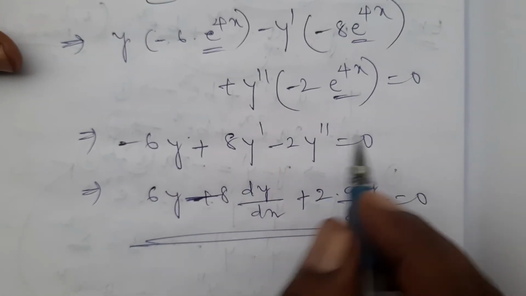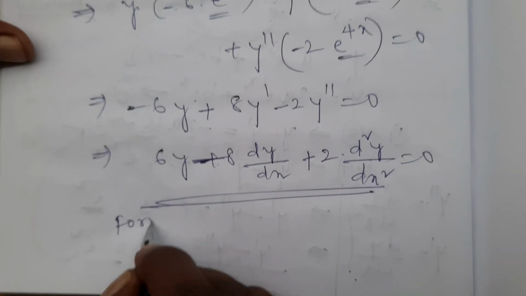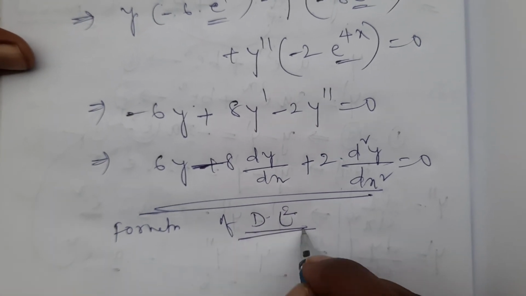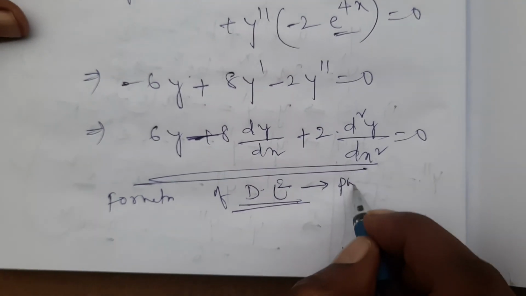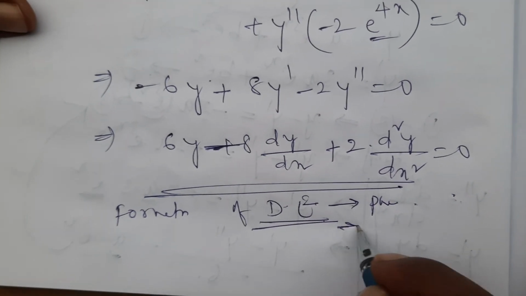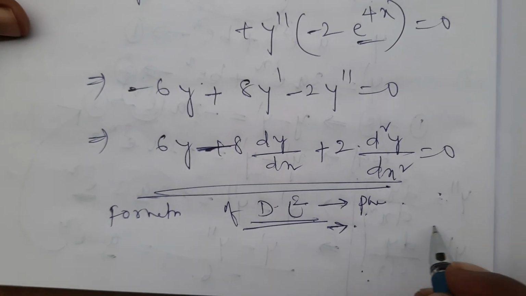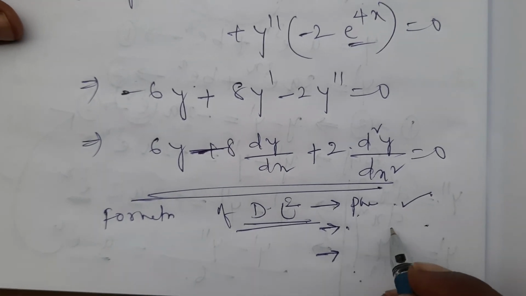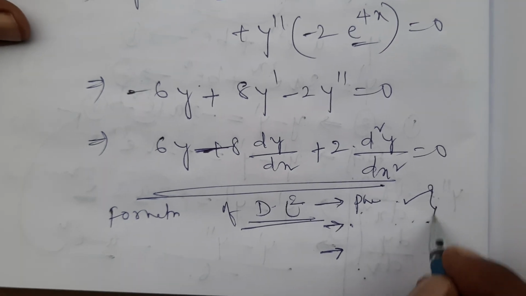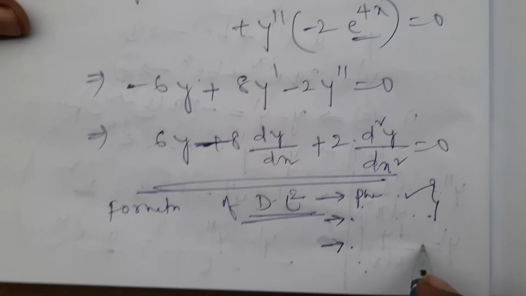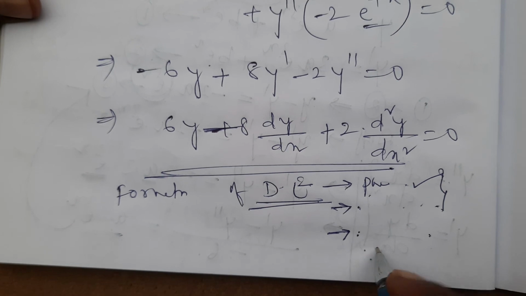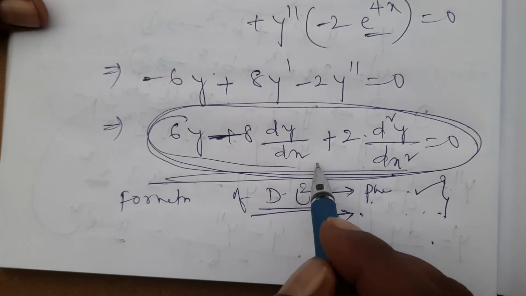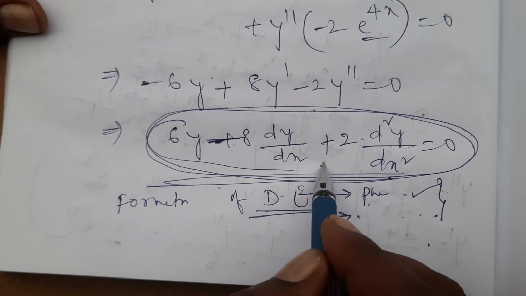So these are the steps for the formation of a differential equation. The first step is to check how many parameters are there. Second step, differentiate that many number of times. Third step, from the given equation and the equations after differentiation, eliminate the parameters. After eliminating the parameters, you will get one equation, which is known as the differential equation corresponding to the given curve.